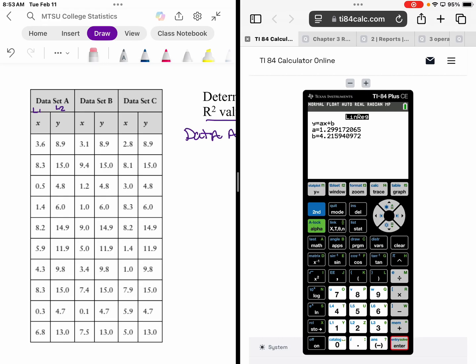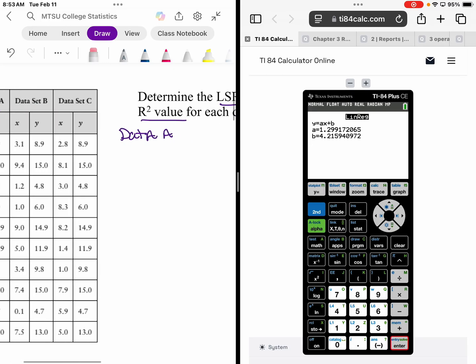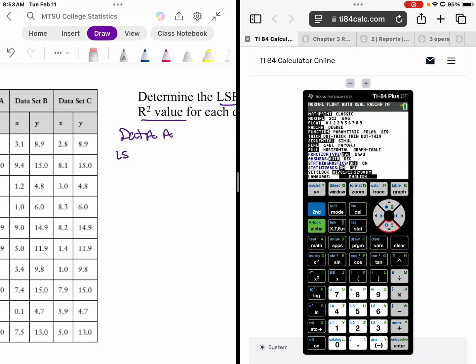Oh, notice what I didn't turn on. I did not turn on the stat diagnostic feature. So for the LSRL, well, let me just do that. Mode, stat diagnostic. Hit On. And then go back in and do my LinReg.